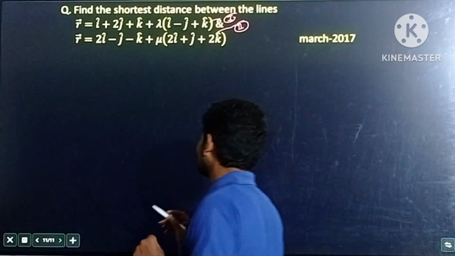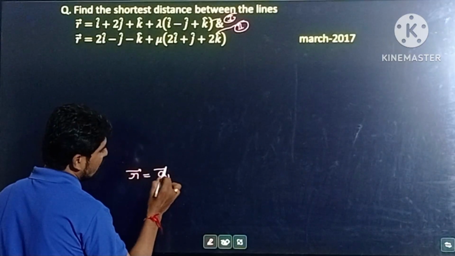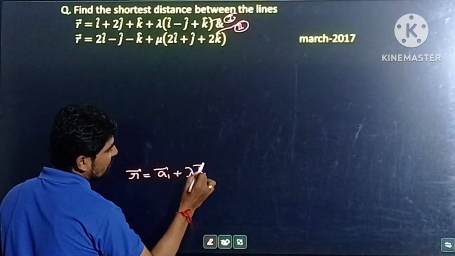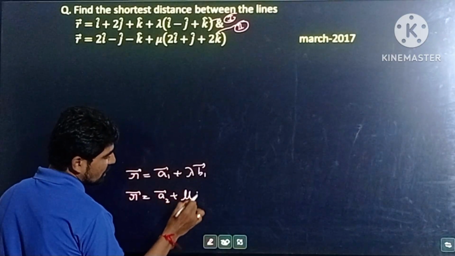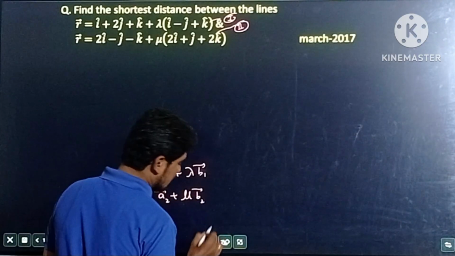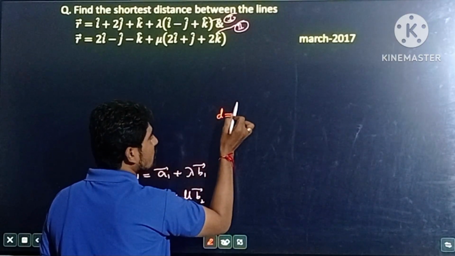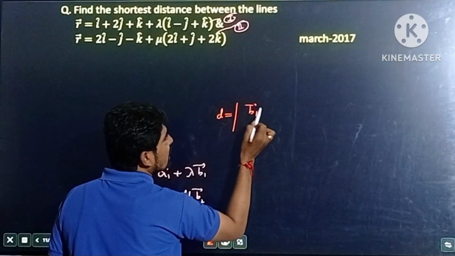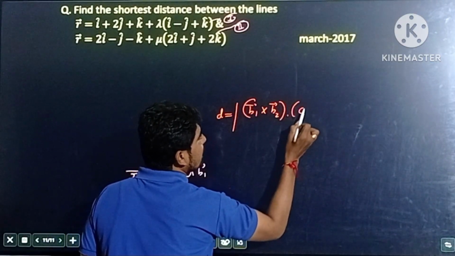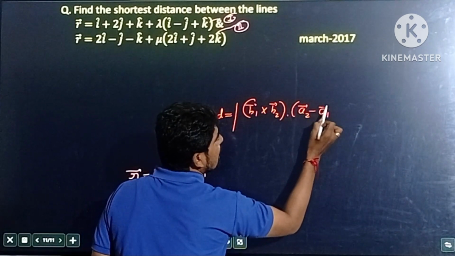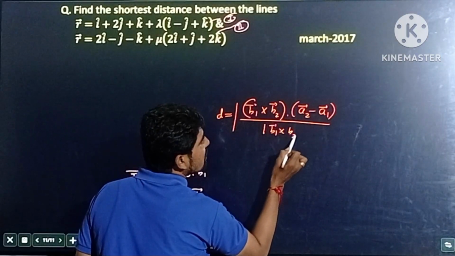And we know that the shortest distance between two skew lines, r vector equal to a1 vector plus lambda times b1 vector, and r vector equal to a2 vector plus mu times b2 vector, is d equals the modulus of (b1 vector cross b2 vector) dot (a2 vector minus a1 vector) divided by the magnitude of b1 vector cross b2 vector.